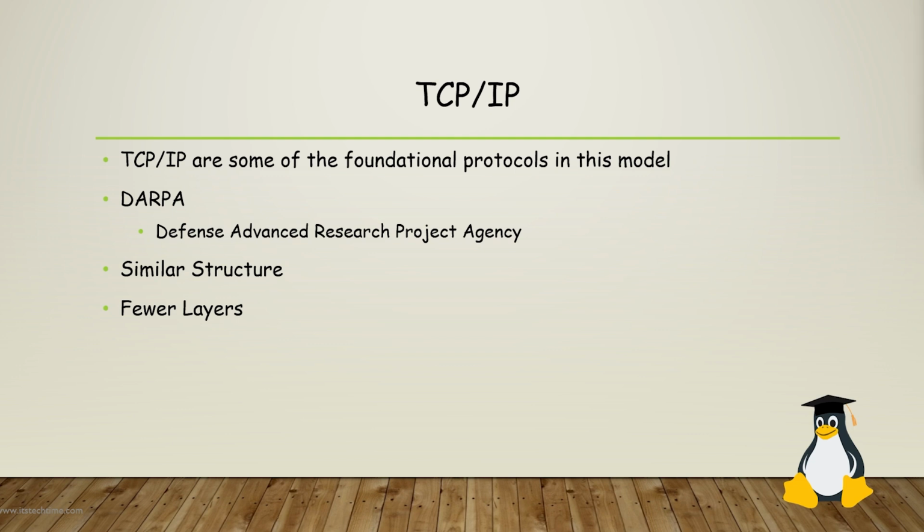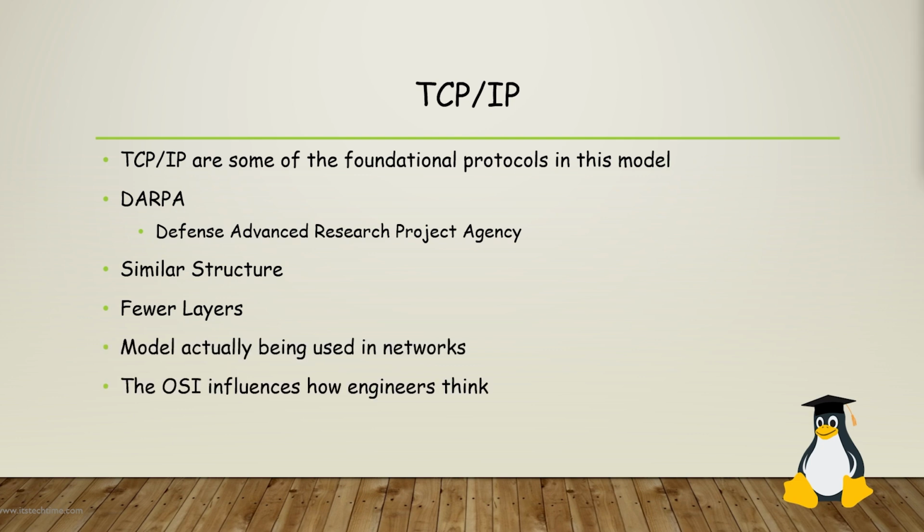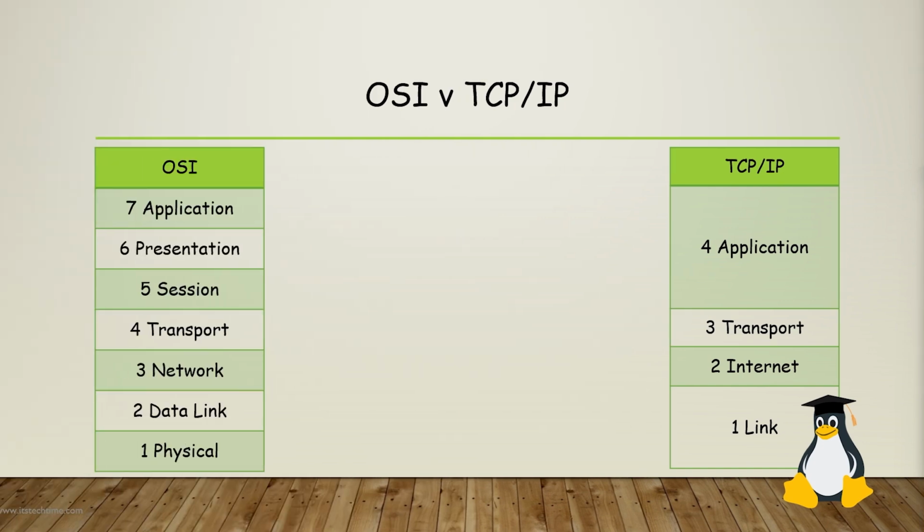And while the TCP/IP model is how most modern networks actually work, the OSI model is what influences how network engineers think and talk and diagnose the network that they were working on. So here we have on the left the OSI layer model that we've been discussing, and on the right you have the TCP/IP model.